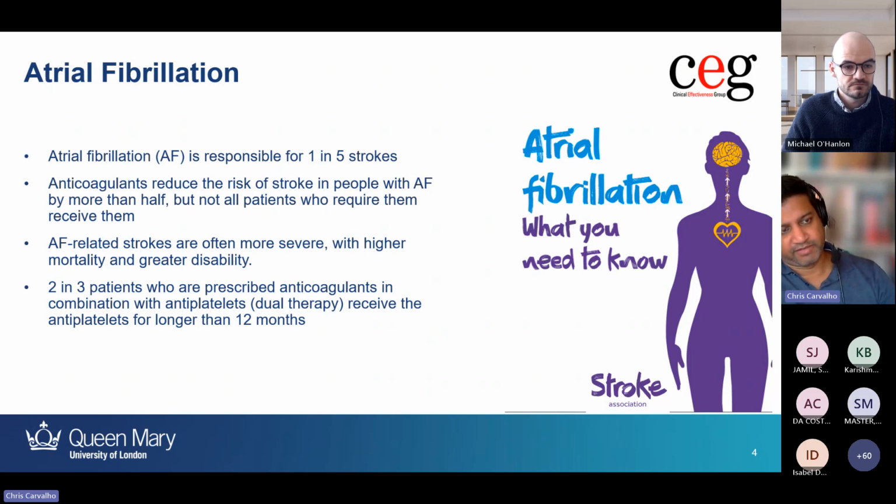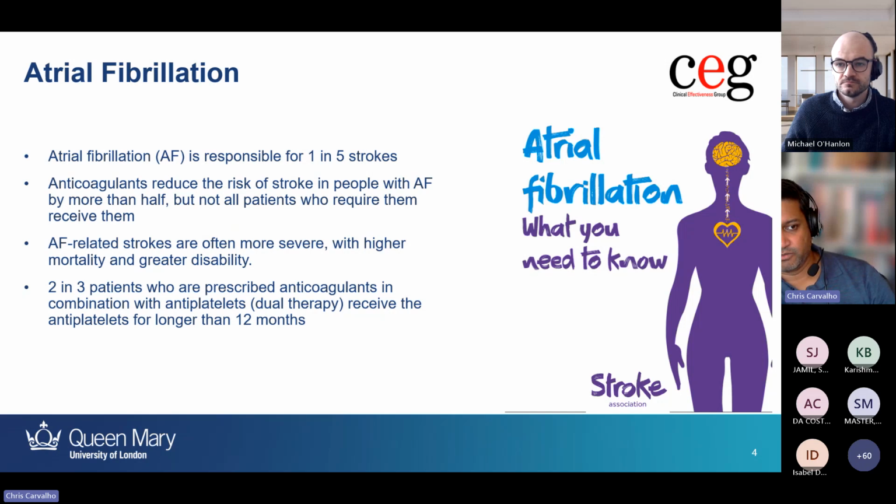Within that, AF is a large factor in cardiovascular disease in terms of strokes, and it's responsible for 1 in 5. There is a solution: anticoagulation reduces the risk of strokes by more than half. But the problem is that not all patients who require them actually receive them, and that's particularly bad for those people who do then go on to have a stroke, because AF related strokes are often much more severe, with a greater mortality, but also with a greater disability if an individual survives.